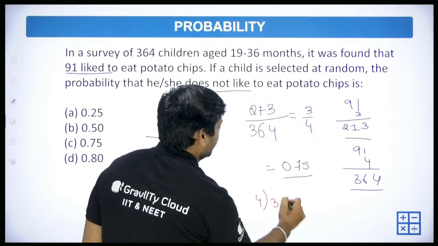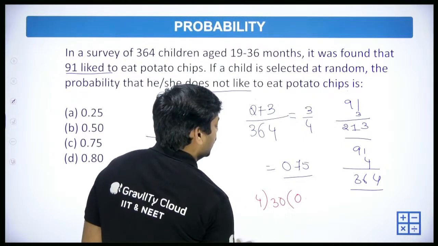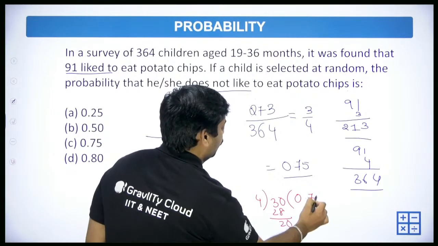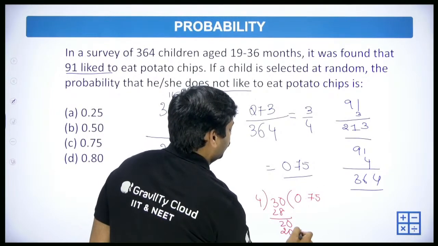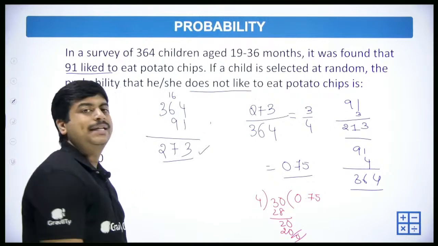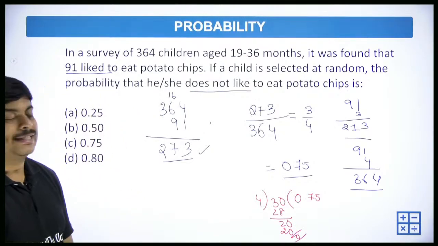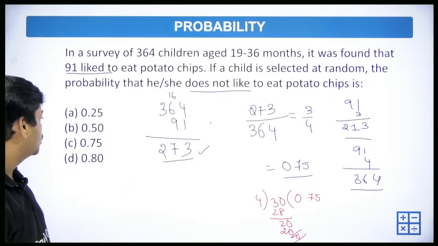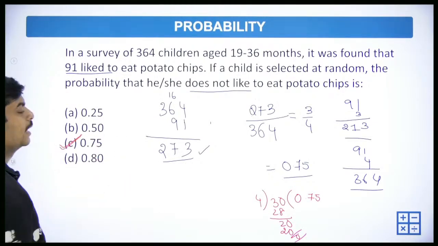I will tell you how 3 by 4 is 0.75. 4 and 3, so 0.04. 4 7s are 28, you're left with 2, 0. 4 5s are 20. So, that is 0.75. That is how you try to bring all this, right? So 0.75, option C is the correct answer.